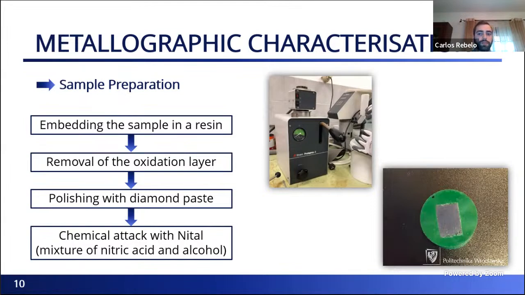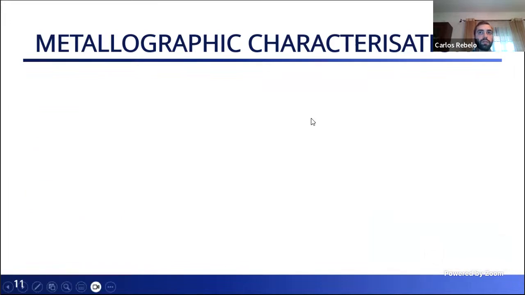Initially, the sample was wrapped in resin to make it easier to handle. This was followed by the removal of the oxidation layer using water sandpaper on a turntable. Diamond paste was applied to remove the striations caused by the sandpaper. And finally, to make the grain boundaries visible, the sample was attacked with nital, a mixture of nitric acid and alcohol.